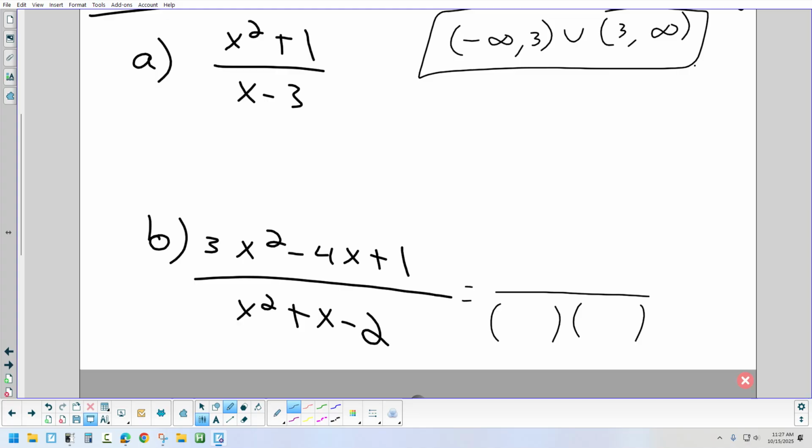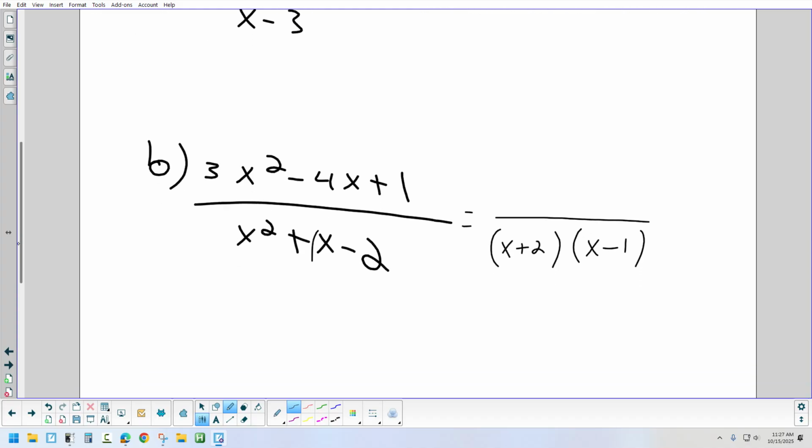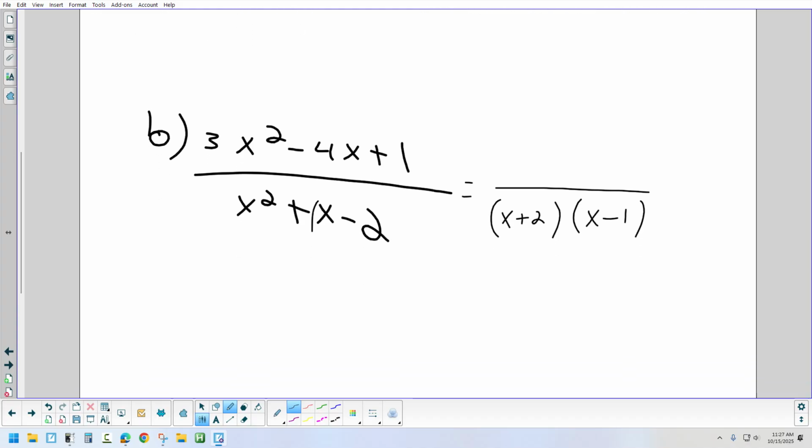X plus 2, x minus 1. Let's check it. X squared minus x plus 2, minus 1 plus 2 is plus 1. Perfect. Okay. You don't have to worry about the numerator. For this, that doesn't matter. So what's the domain for example B? All reals except -2 and 1.